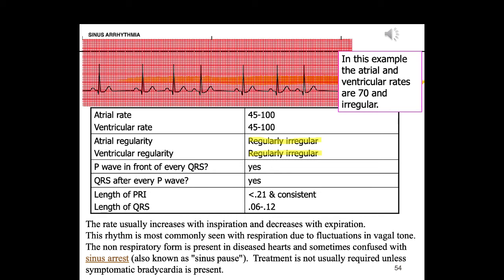If you look at this and watch the person breathe, you will see that the rate increases with inspiration and decreases with expiration. The rhythm is most commonly seen with respiratory changes due to fluctuations in vagal tone. The non-respiratory form is present in diseased hearts and sometimes can be confused with a sinus arrest or sinus pause that we'll discuss later. Treatment is not required unless the person also has a symptomatic bradycardia. In this 6-second strip, we see that the heart rate for atrial and ventricular rates is 70 and irregular.